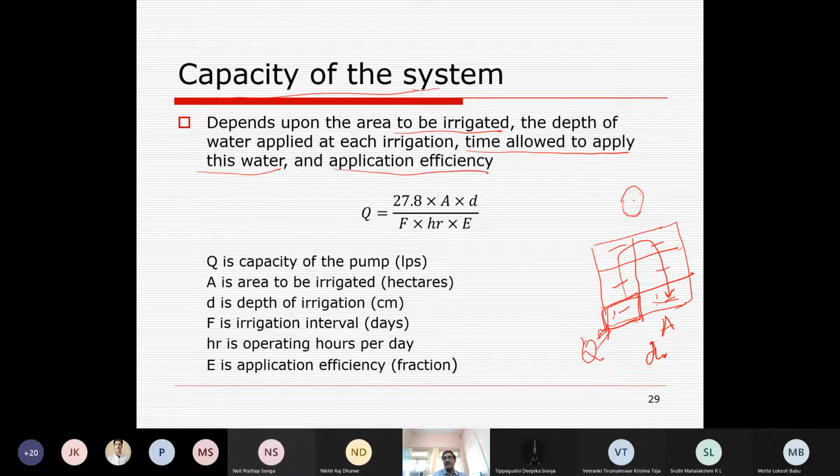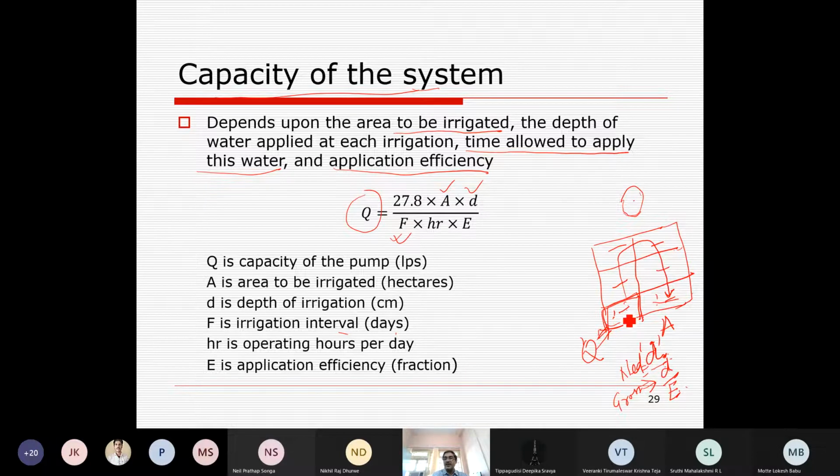And the application efficiency, what is application efficiency? The net water requirement is D, but even with sprinkler irrigation there are certain losses. So what is the efficiency? This is the net depth of water required, so the gross depth of water will be more than this. It is simply D divided by the efficiency of the system. Now this is the quantity for sprinkler irrigation. A is the area, D is the depth of application, and F is the irrigation interval in days.